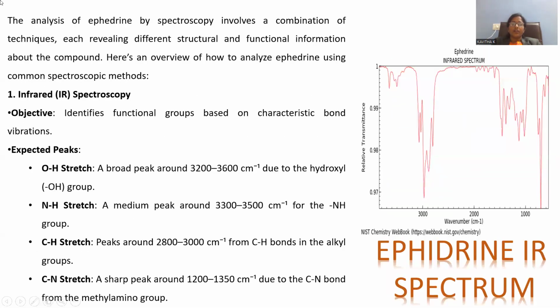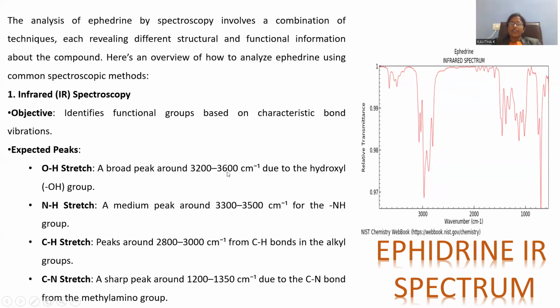Let's see how we can reveal the functional group analysis by IR spectroscopy. For OH stretching, we notice the peak at 3200 to 3600 cm⁻¹. When we plot the graph of wave number versus relative transmittance, you can notice this kind of peaks, and all the wave number values are measured in cm⁻¹.